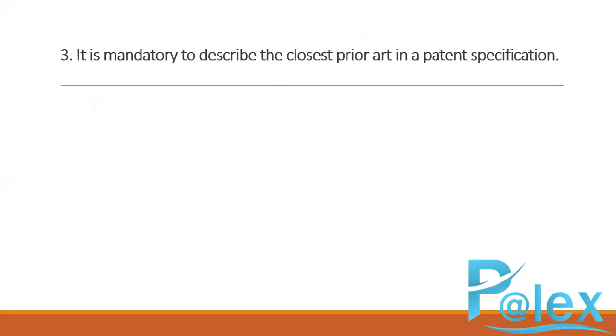It is mandatory to describe the closest prior art in a patent specification. Nowhere in the Patent Act it is mentioned that it is mandatory to describe the closest prior art. But as a practice, it is always recommended to include the closest prior art or all the relevant documents in the prior art, or what we also call as the background part of the patent specification actually.